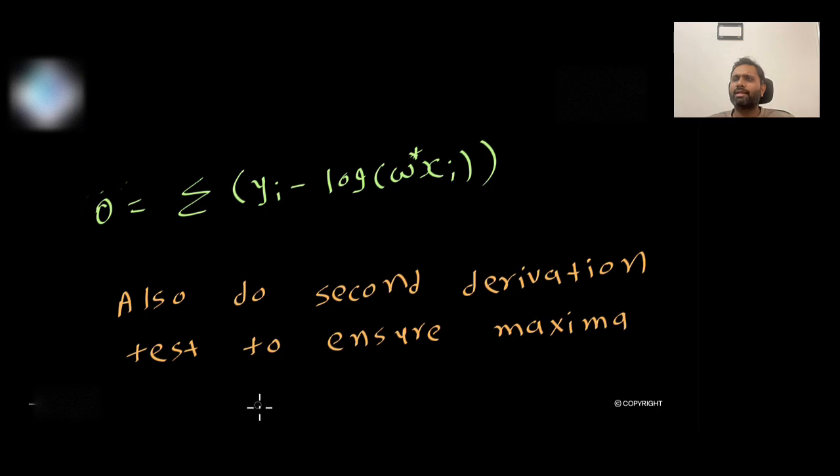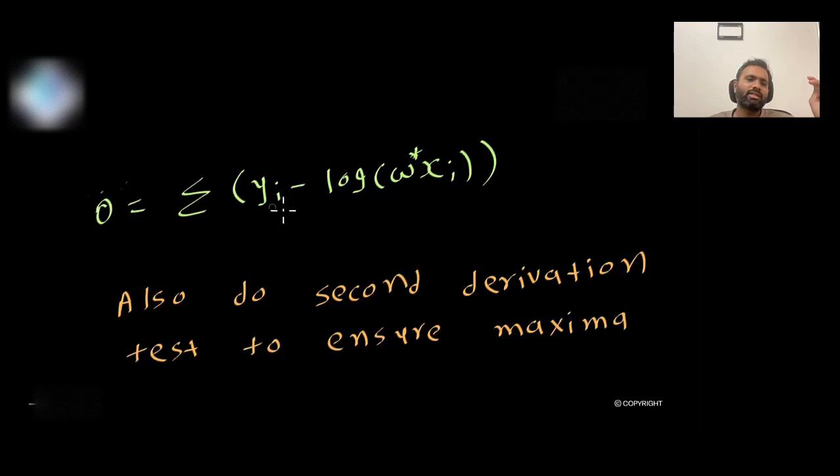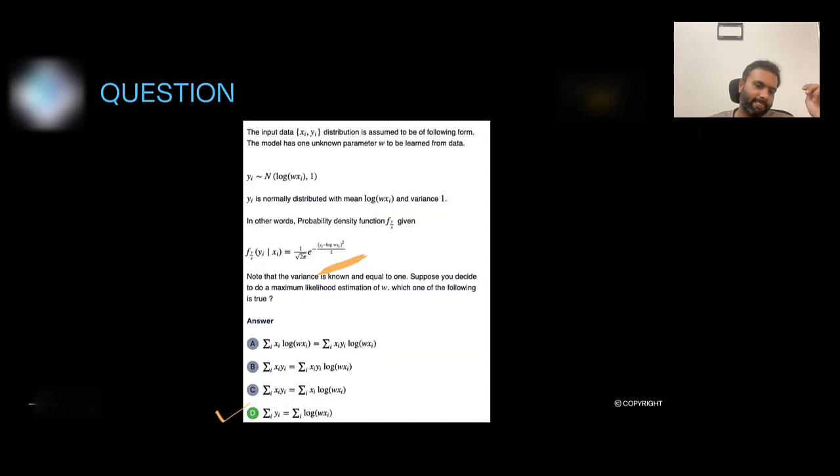Okay, because only differentiating and equating with 0 does not guarantee you the maxima. So you need to also do the second derivative test, such that whatever the final answer that you are getting is actually the maximum. So this is your final answer. Summation of yi is equal to summation of log of w star xi. So that's your answer. D is the answer.